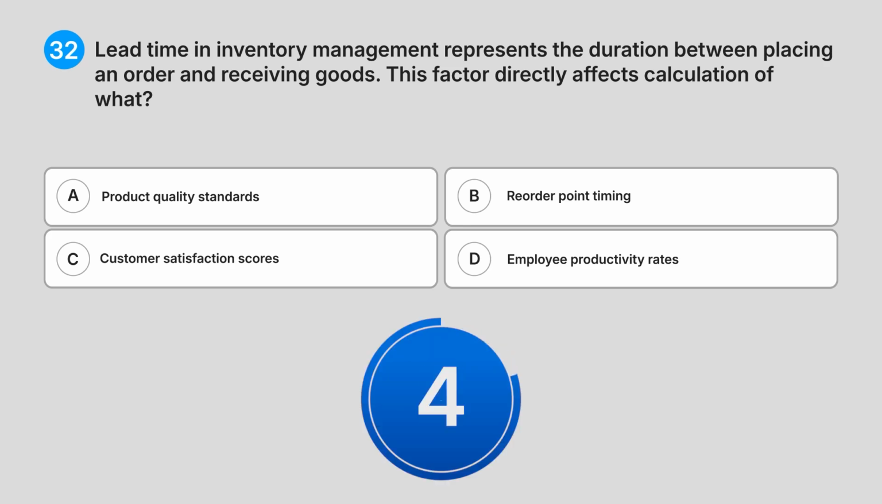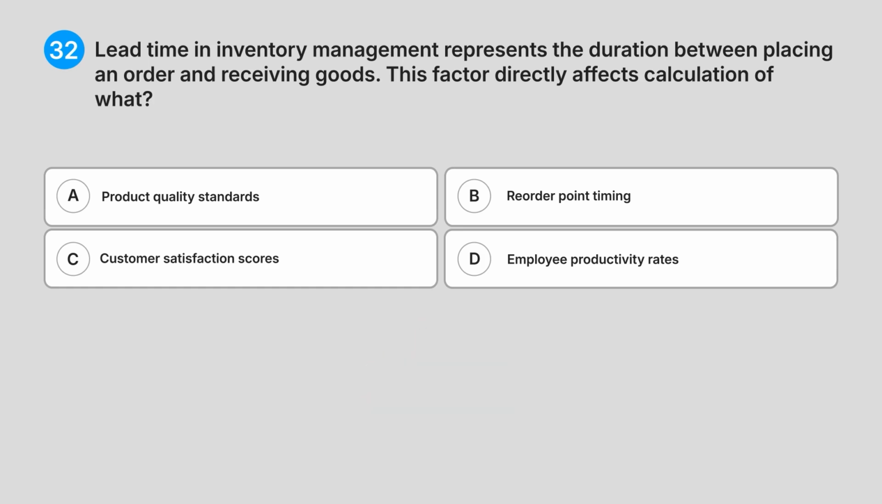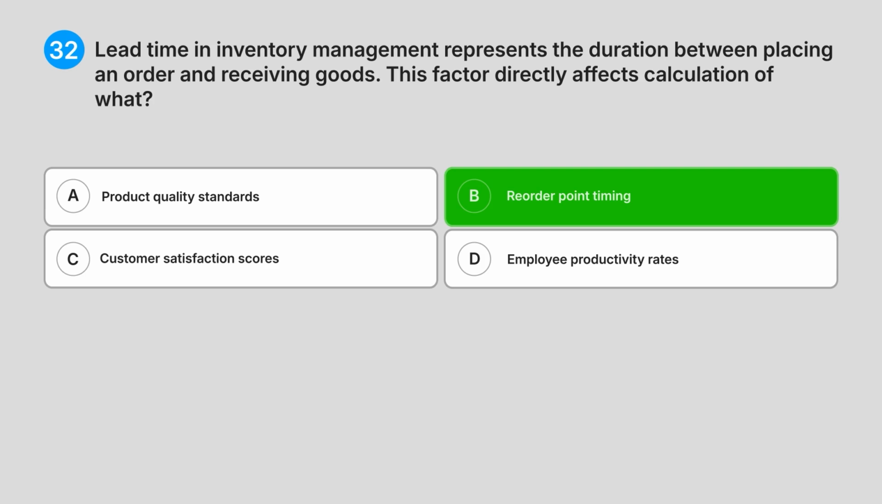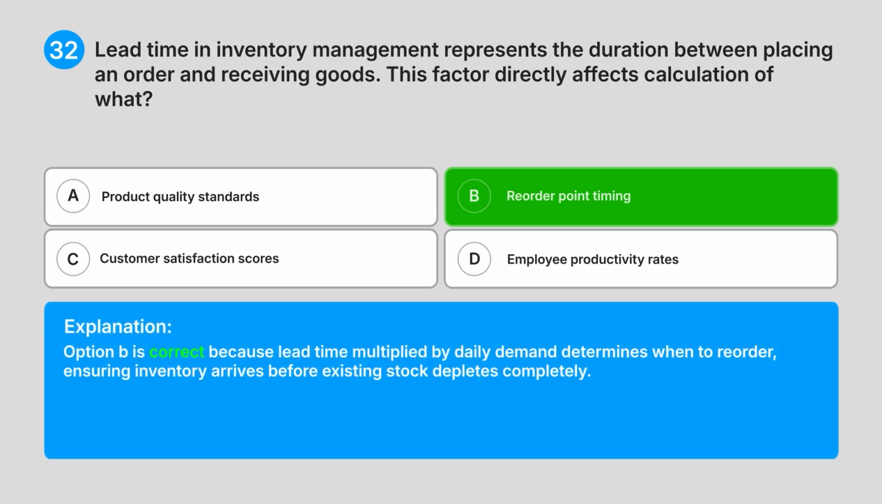Do you know the answer? Correct answer, B. Reorder point timing. Explanation. Option B is correct because lead time multiplied by daily demand determines when to reorder, ensuring inventory arrives before existing stock depletes completely.